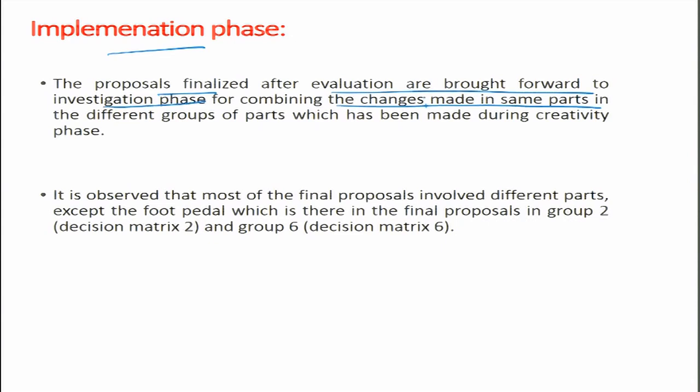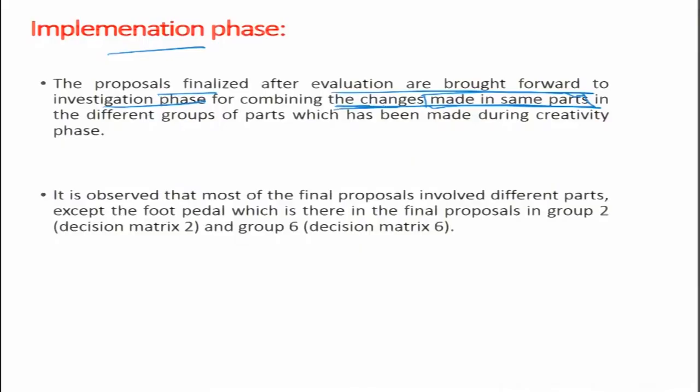Combining changes means the same parts. For instance, there are certain creative worksheets. There were actually 11 creative worksheets which were developed, of which 7 were used. Out of these 7 creative worksheets, for instance, if there is creative worksheet number 2 and worksheet number 3, there is some idea that is selected, and these parts are again to be combined actually. These are going to be combined because those are talking about the same parts. So those changes are to be identified. So those were in different groups of parts. So they have been made through creativity phase, but those need to combine here.